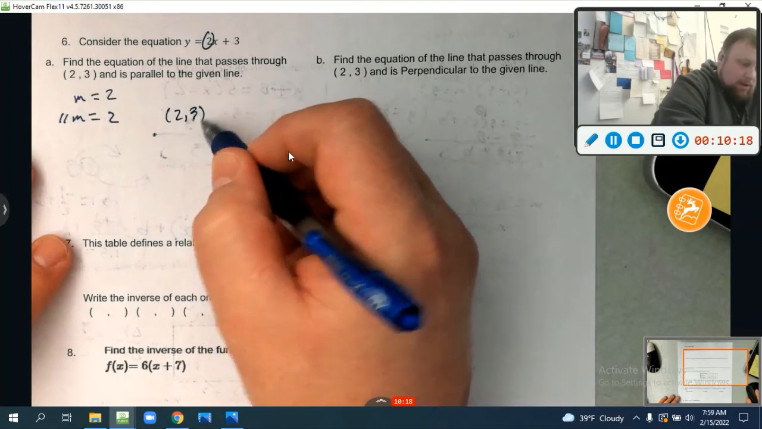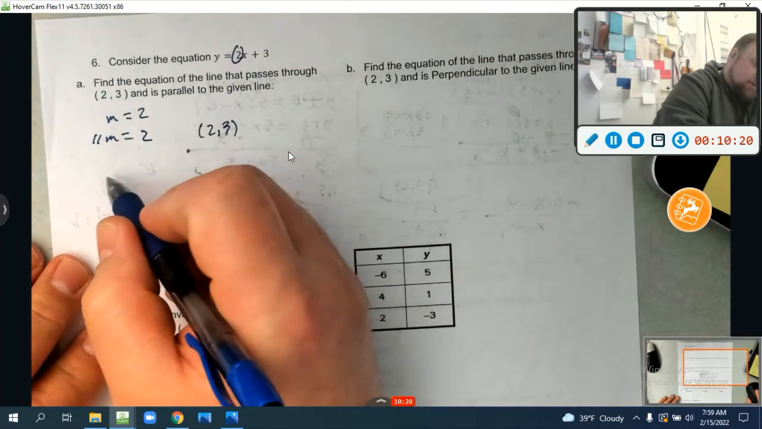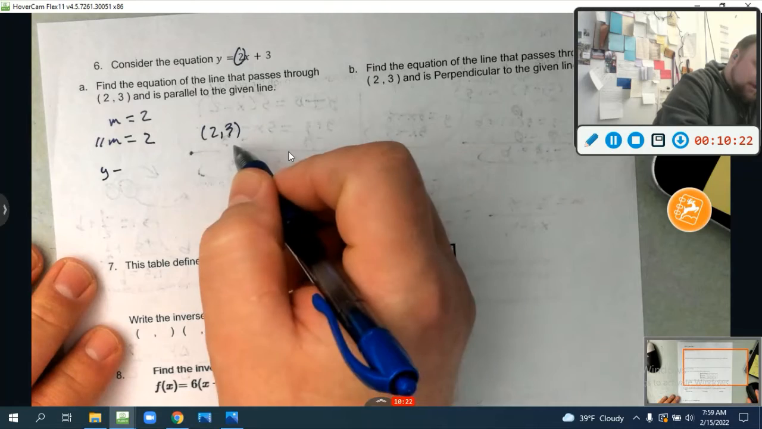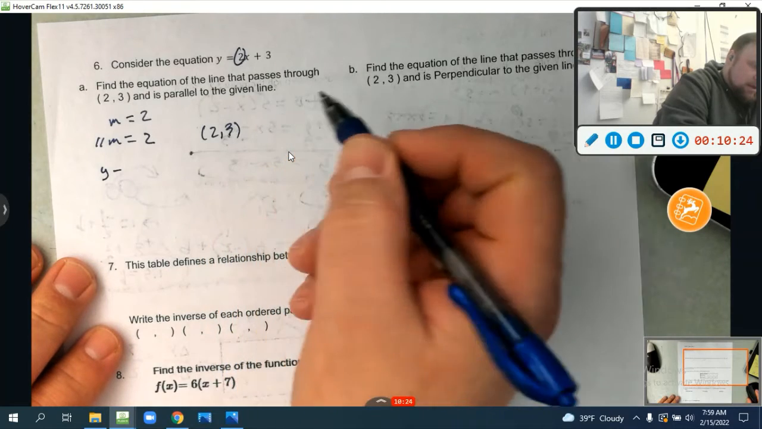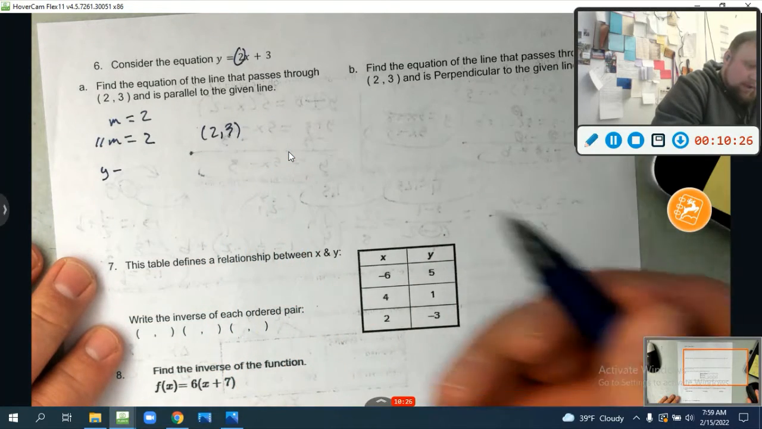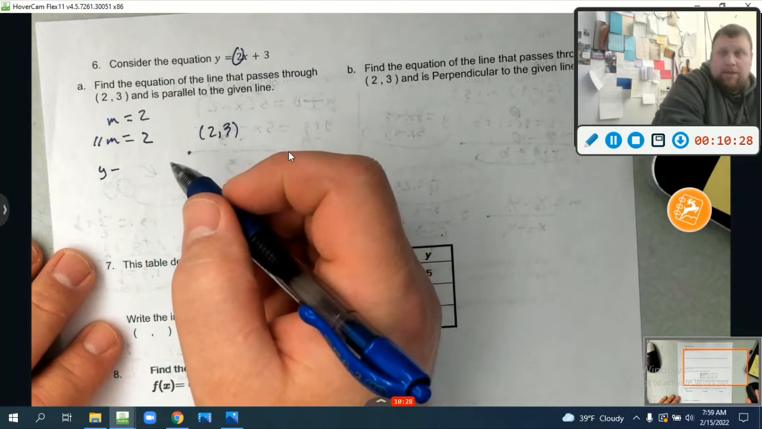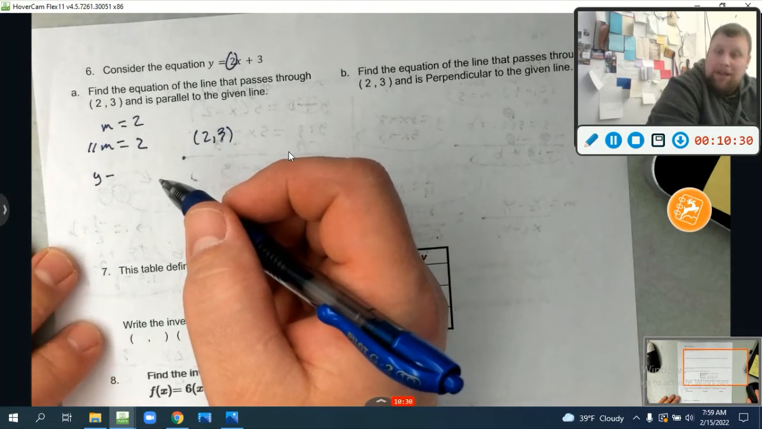I'm just going to put it in, again, point slope form. So y minus my... and it says find the equation of the line. Equations come in a lot of forms, right? You can put it in standard, point slope, or whatever.